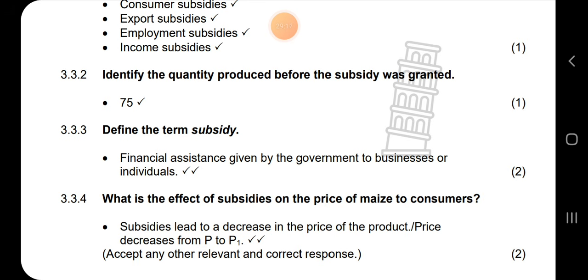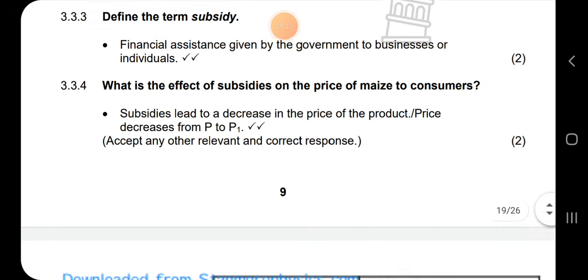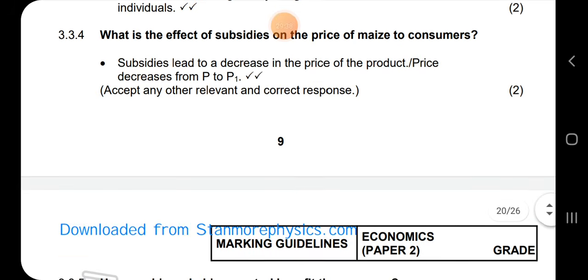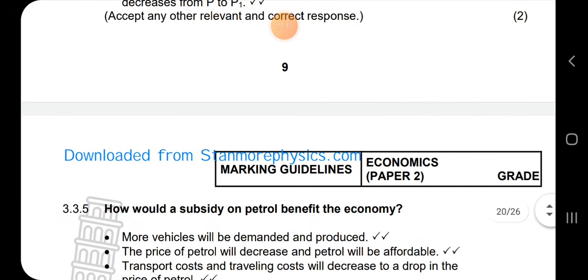Sorry. Define the term subsidy. It's financial assistance given by the government to businesses or individuals. And then 3.3.4 says, what is the effect of subsidies on the price of maize to consumers? Subsidies lead to a decrease in price of products. Okay, so that is how, or any other relevant answer will be correct.